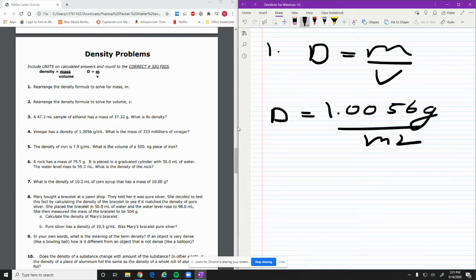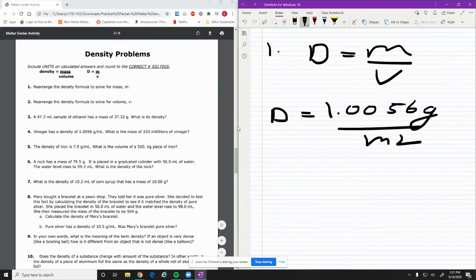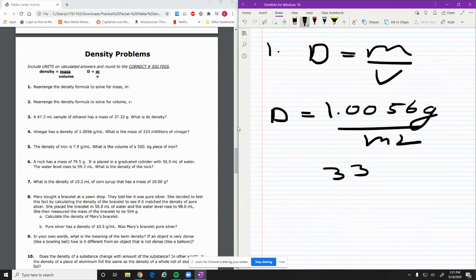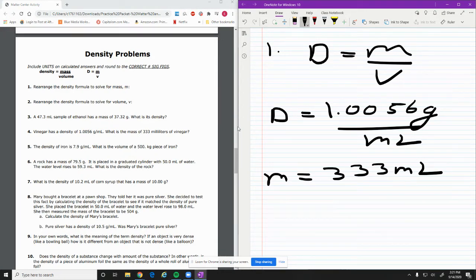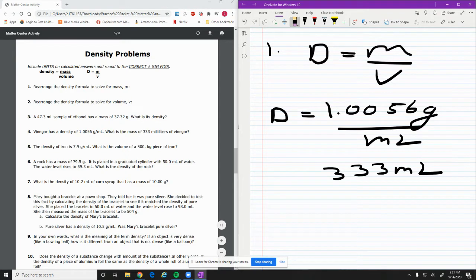So, and I'll write this first. The other given is 333 milliliters, let's not forget the units, of vinegar. What some of you will do, including me sometimes, is I'll read this question, what is the mass of 333 milliliters of vinegar, and I'll say, okay, that's the mass. But that's wrong, right? We were looking for mass. It's asking for the mass.